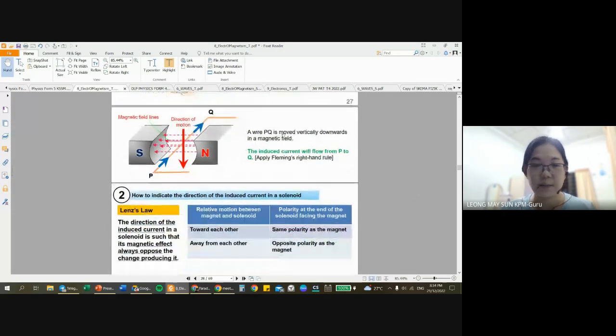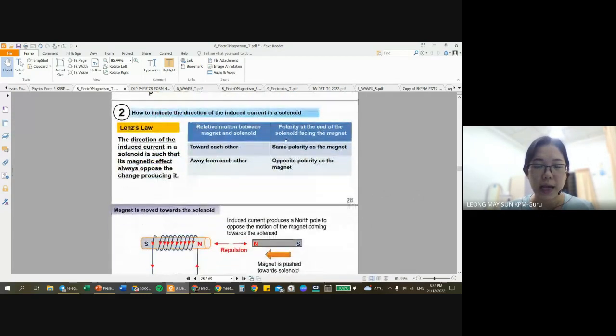All right, good. Okay, so I'm going to go to Lenz's law, and Lenz's law is where we're going to discuss regarding the solenoid. And please do one thing. Do not memorize the direction. If you memorize the direction, then I can say kantoi later.